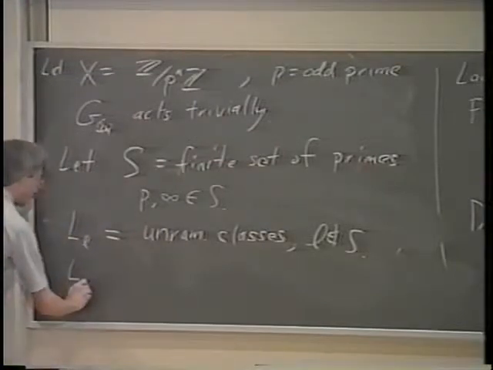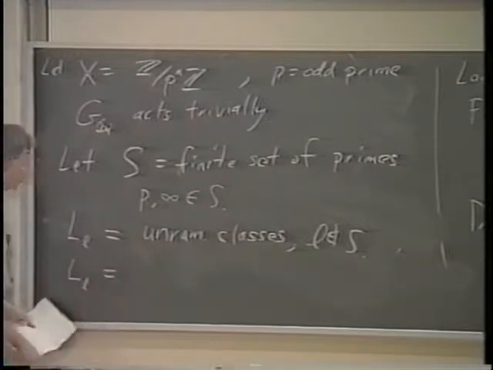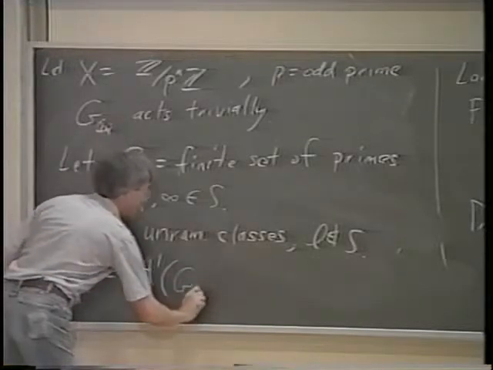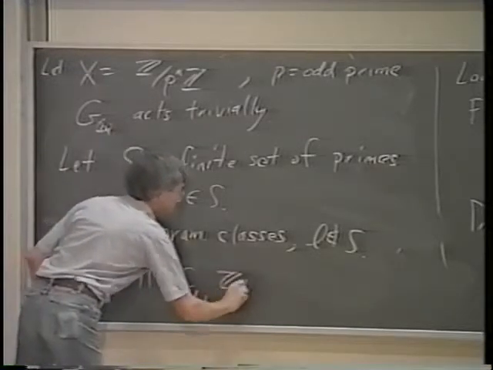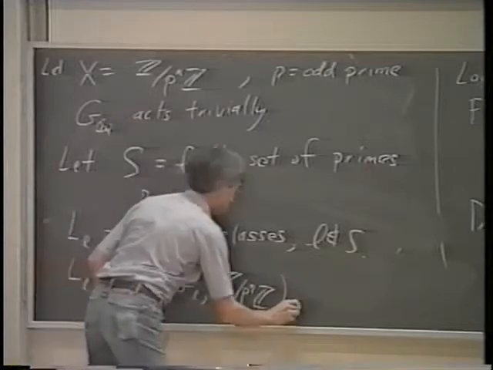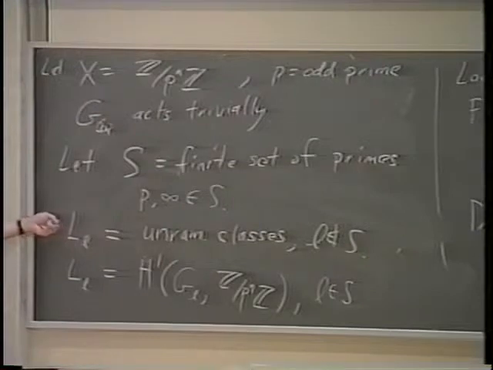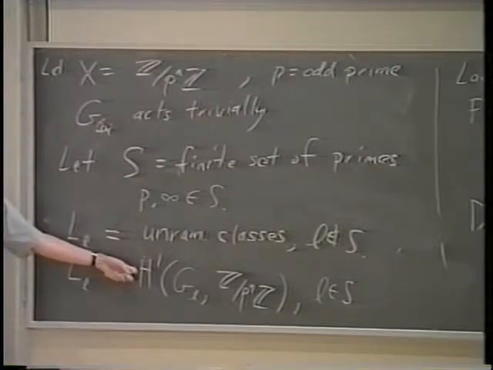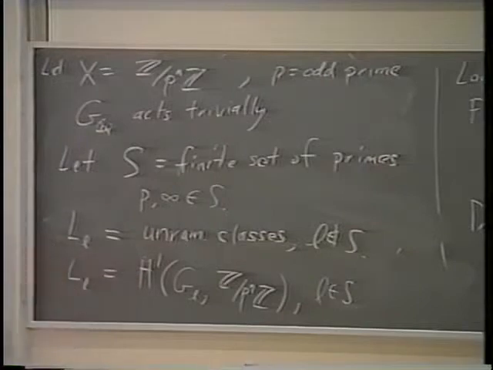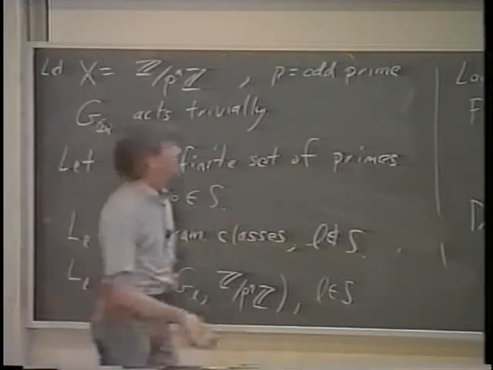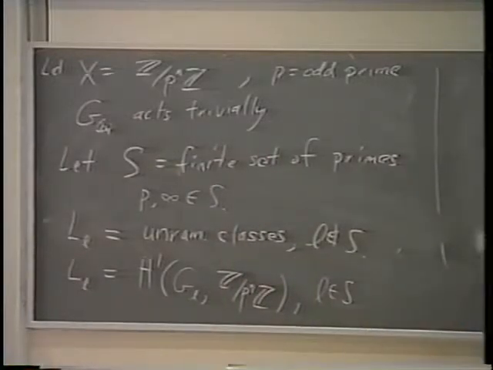And then L sub L equals, well, we can be very sloppy here. H1 of G_L, Z mod p to the n Z for L in S. So we're making it unramified outside S, and we're putting no restriction for primes in S. Because the only restriction was L sub L had to be a subgroup of H1 here, and we're just making it the whole thing, so we're not putting any local restriction on those. So let's compute the factors in the theorem up there.